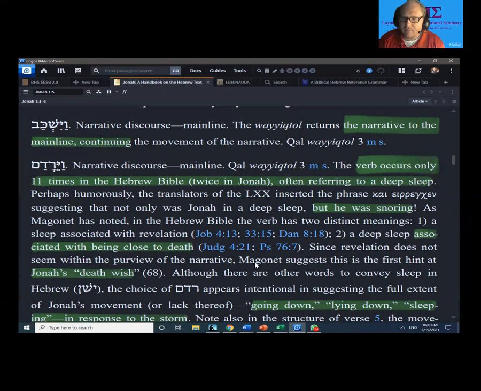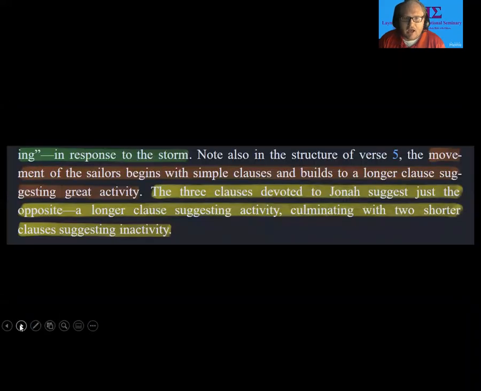And the word for deep sleep is associated with being close to death. And this points out that there are two times that sleep is usually associated with receiving revelation or being close to death. And so here he is. It says going down, lying down, sleeping. Now I know y'all covered this when y'all studied Jonah in the previous semester, some of this stuff, but I just wanted to liven things up a little bit and contribute a little bit more.